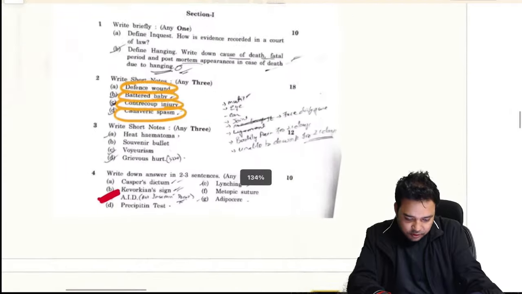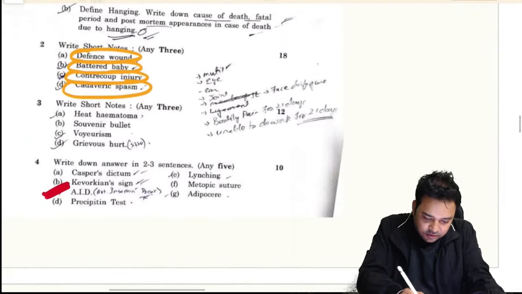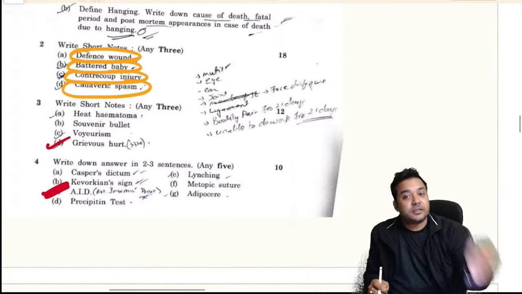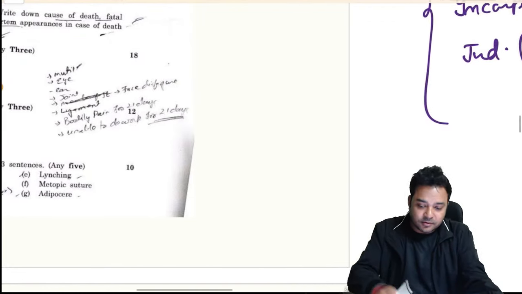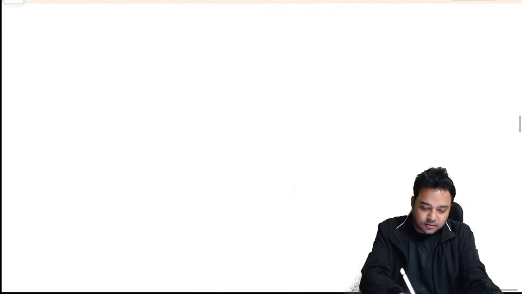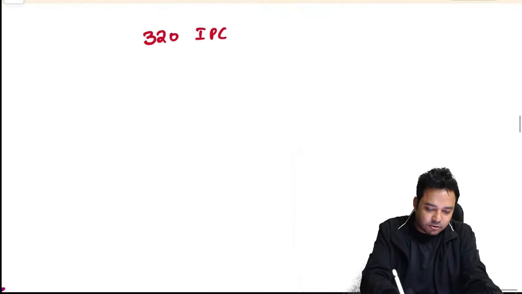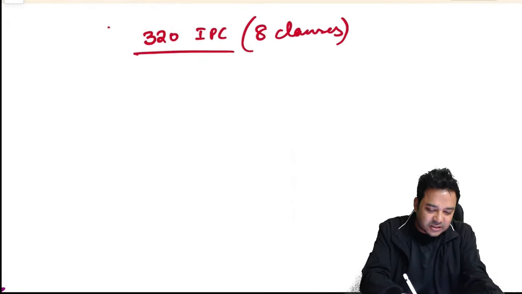Now come to other short notes. Now see, grievous hurt is defined under 320 IPC under 8 clauses. Let us quickly recap. Grievous hurt is defined in 320 IPC under 8 clauses. This is not only a short note. This is your viva question. This is your PG exam question.